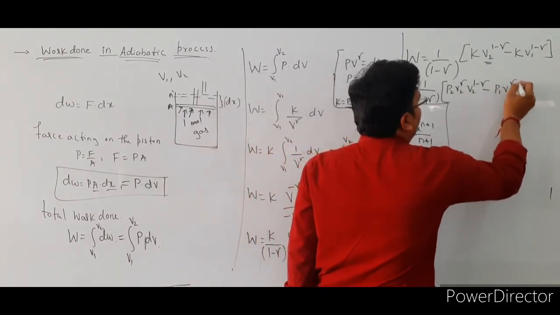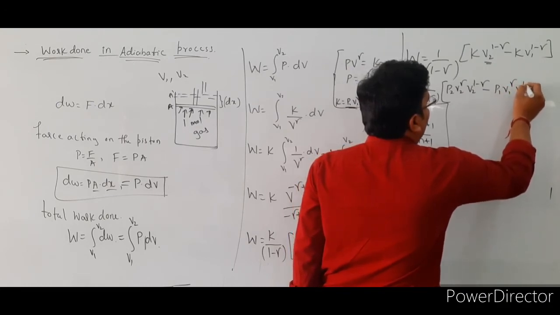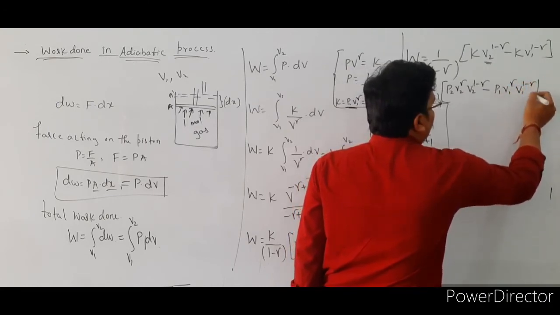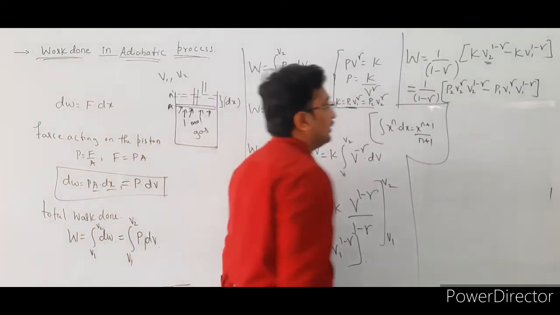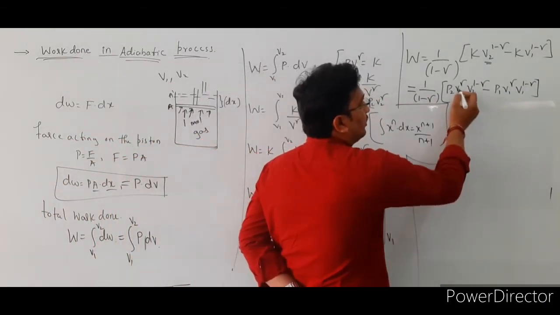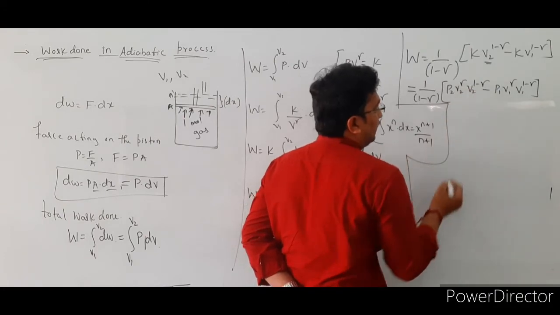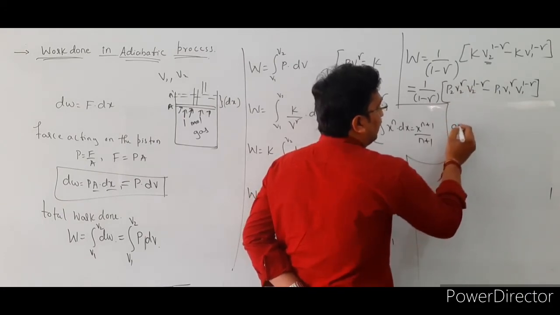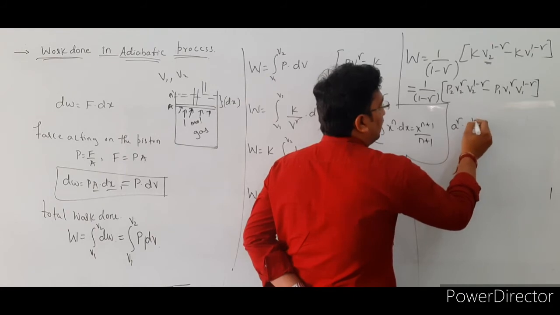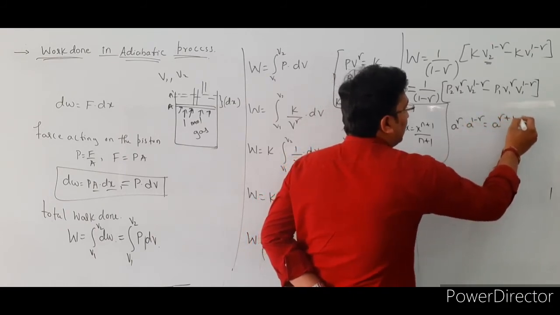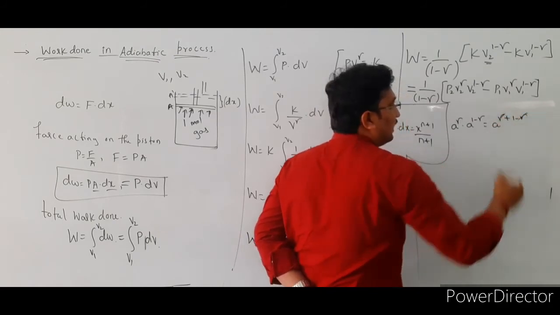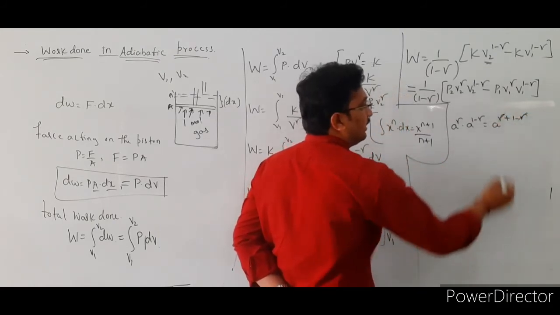P1 V1 to the power of gamma into V1 to the power of 1 minus gamma, right? Okay, the next one. This is in the form of a to the power of m into a to the power of n. So here, a to the power of gamma and a to the power of 1 minus gamma is equal to a to the power of gamma plus 1 minus gamma. Here minus gamma plus gamma get cancelled. What is the remaining term here?